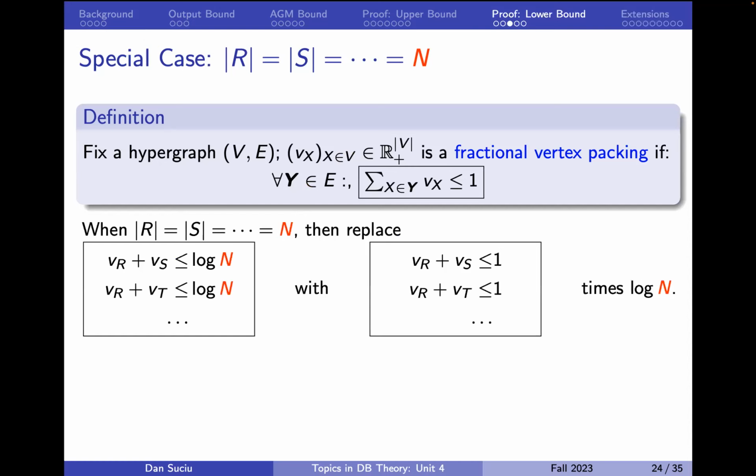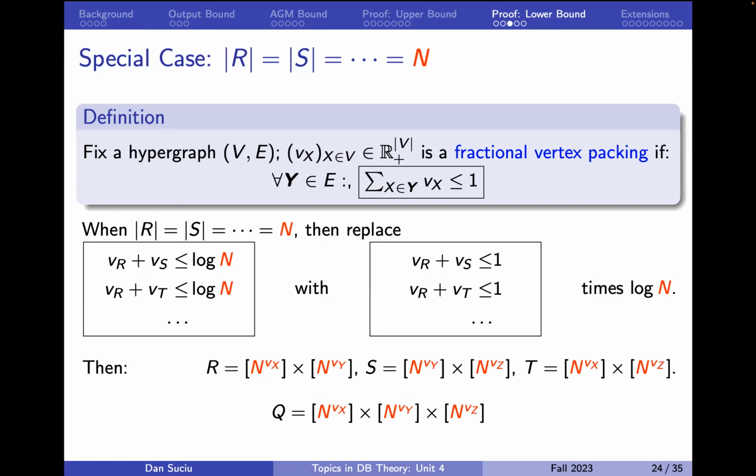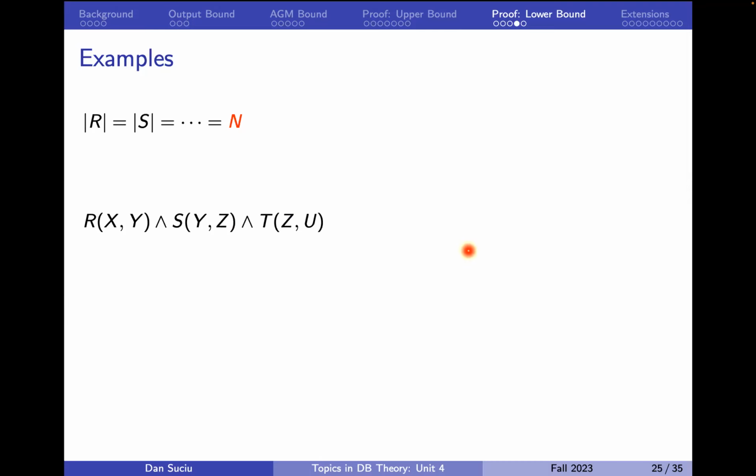Now, getting back to our previous construction, we had a log n in the constraints everywhere because our cardinalities are equal to n. So the trick we are going to do is take away the log n and have the simpler constraints, which means that the weights form a fractional vertex packing, and we need to remember to multiply with log n later on. Okay. Long story short, the optimal product database for the triangle is going to look like this. Don't worry too much. I have some simple examples. So let's play a game here.